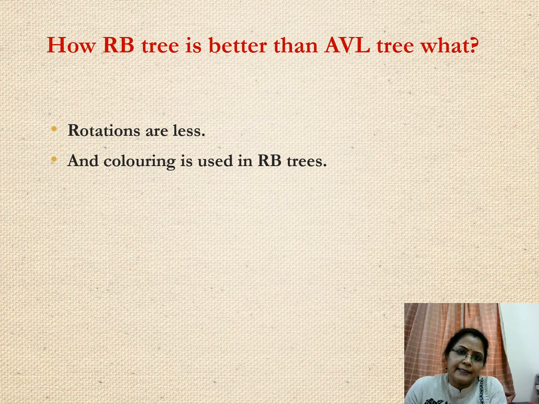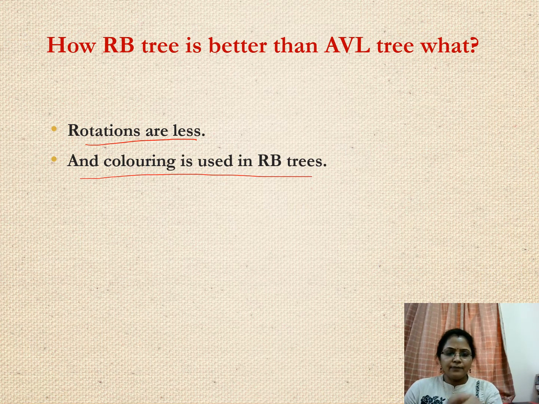Now how can we say that the red-black tree is better than the AVL tree? In a good sense, we can identify that rotations are fewer in the red-black tree and coloring is used in the red-black tree. So this is what we are doing in the red-black tree: we try to make the rotations fewer, and we use the coloring for understanding and for doing the operations.